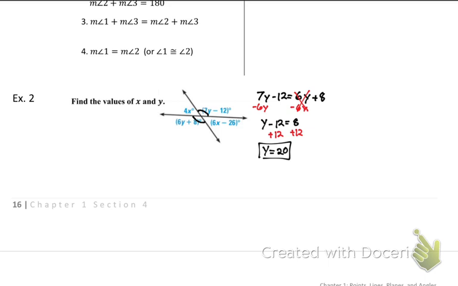So I set up my equation. I solve for that missing variable. What equation can I write to solve for x then, using that as a template? What would our other equation be? I need to solve for x. What would our other equation be?